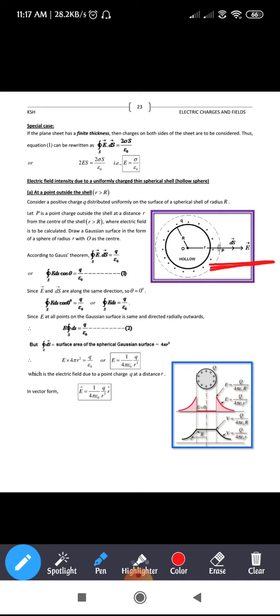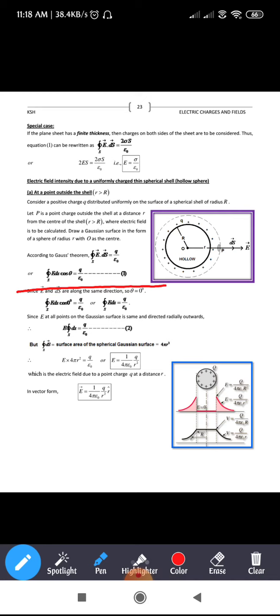Hence you can see that the angle between vector E and vector ds is equal to 0 degrees. So according to Gauss law, the integral of vector E dot vector ds is equal to q by epsilon naught. Next, the dot product is expressed in terms of cos, so E ds cos theta is equal to q divided by epsilon naught.